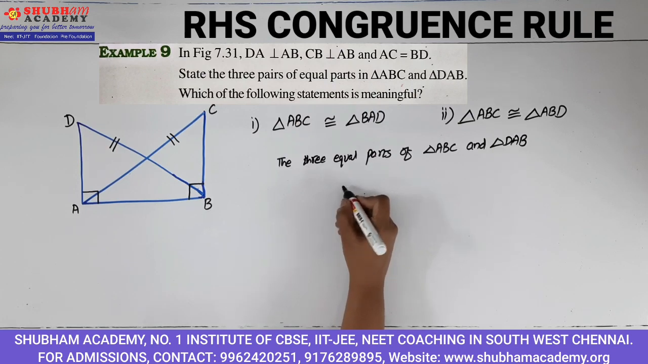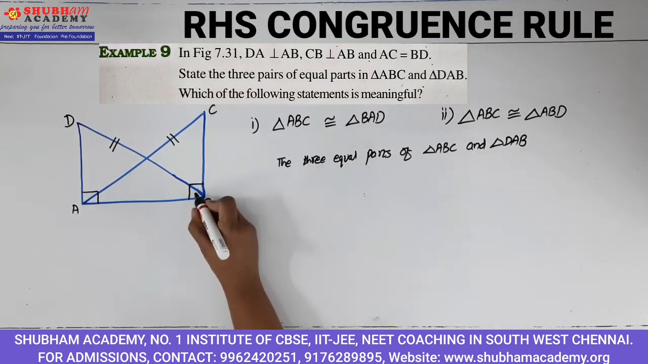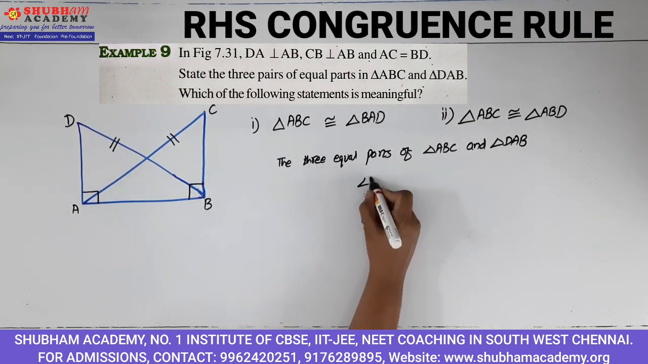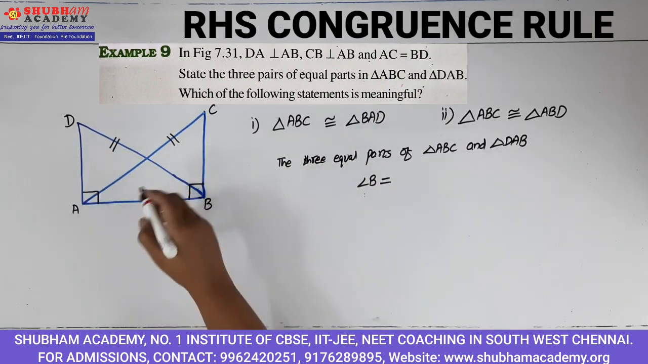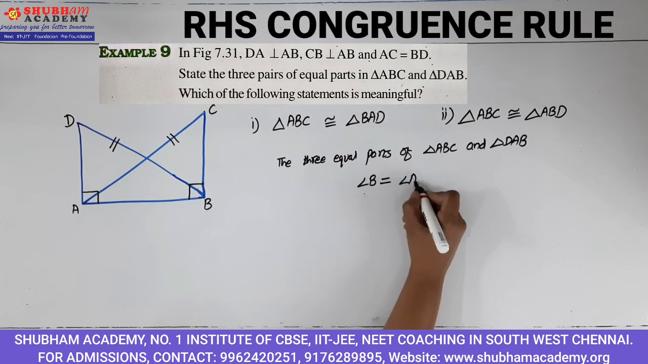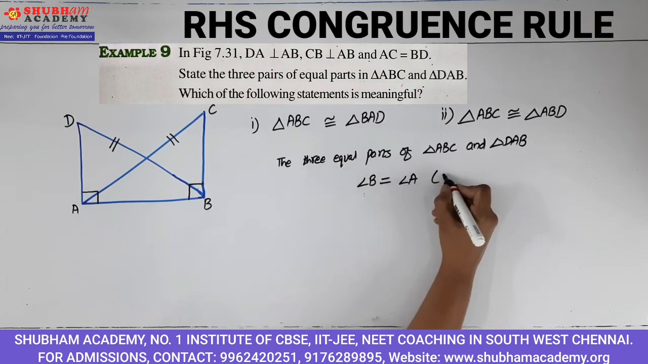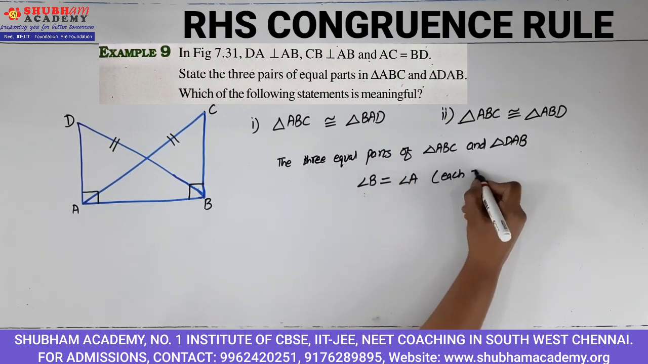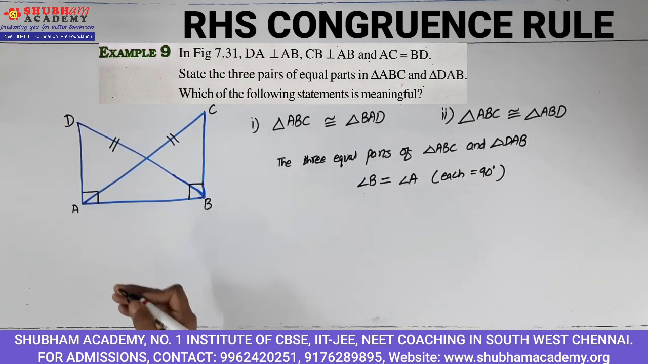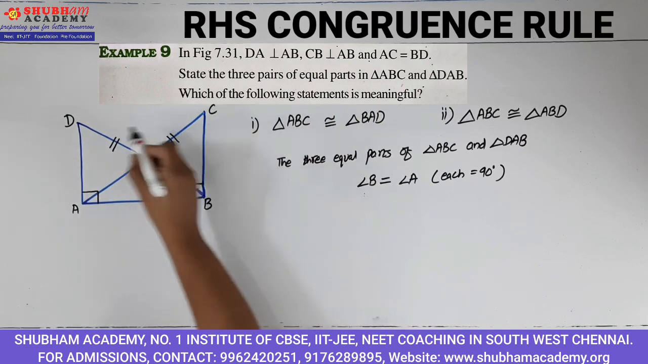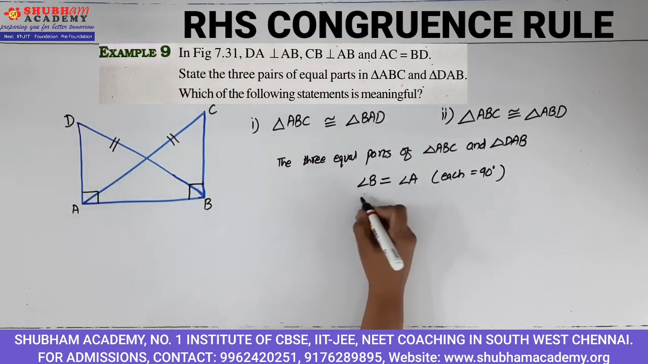So what is it? In triangle ABC, angle B is 90 degrees, and in triangle DAB, angle A is 90 degrees. So angle B is equal to angle A, each equals 90 degrees, as given to us. And then what else is given? It is already given in the question that AC is equal to BD.